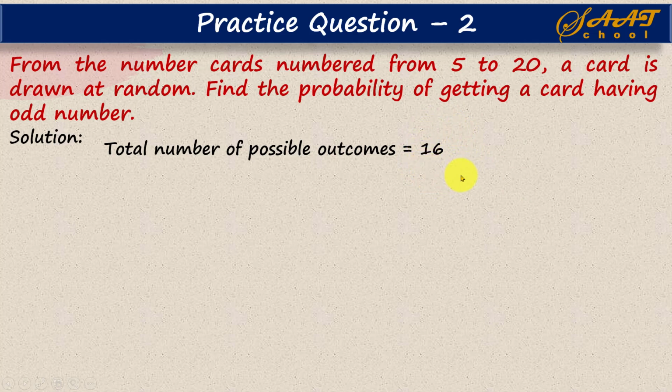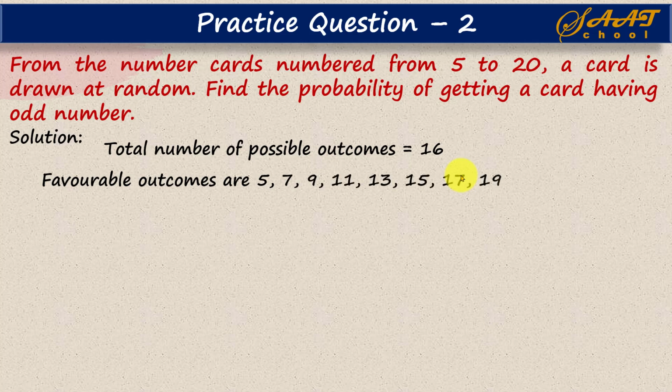Now the question is to find the odd numbers from 5 to 20. That becomes the favorable outcomes. Those odd numbers are 5, 7, 9, 11, 13, 15, 17 and 19. So that is altogether 8. We now have 8 numbers which are the favorable outcomes in this case. So 8 is the favorable outcome.